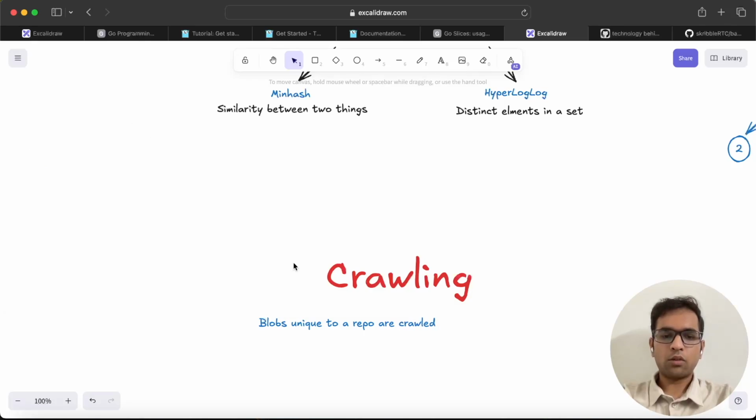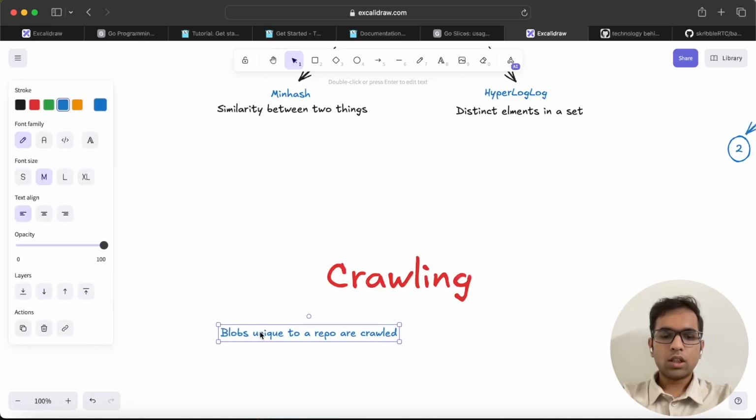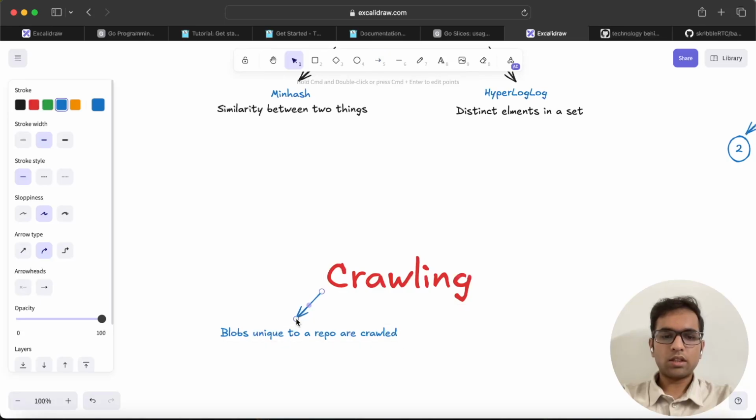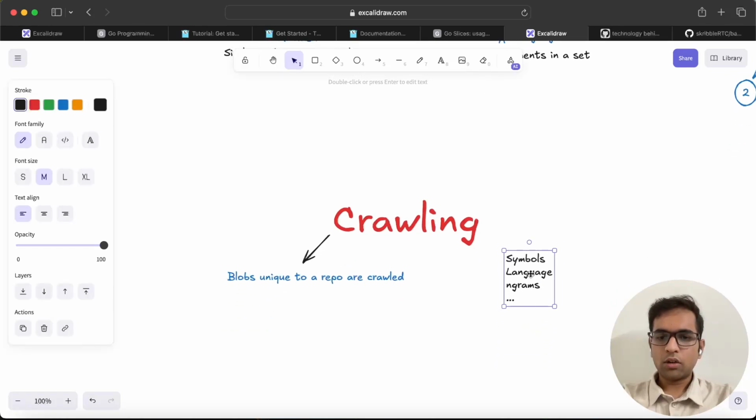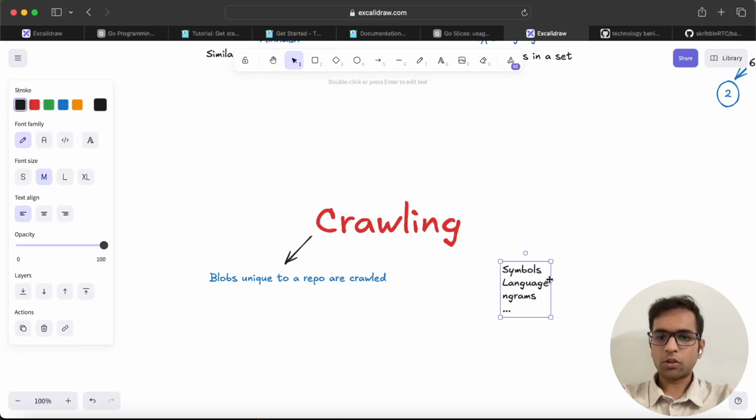are crawled, and once these blobs are crawled, it will generate some metadata out of it. This metadata will consist of symbols, the language that has been used, the n-grams that are being used, and all sorts of such data, right? On the basis of this data, a document is formed, right?